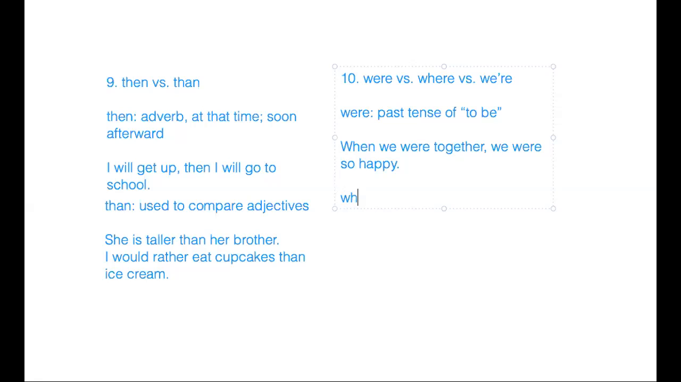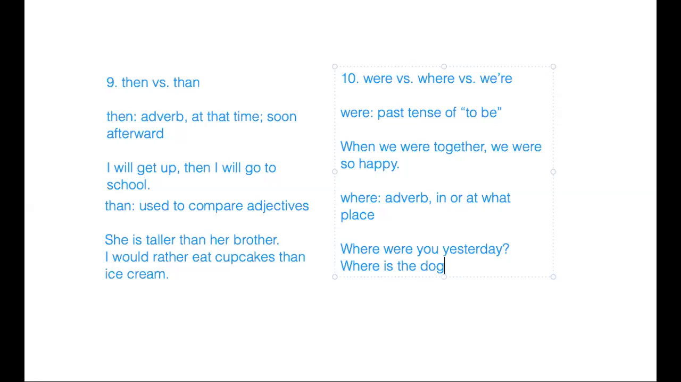However, that is different from where. If we add that H in there, that tells us, well, first of all, it's an adverb, and it's going to tell us in or at what place. We're talking about a location. Like, where were you yesterday? So in this sentence, we have two examples. We've got where and were. Where is the dog? When we put that H in there, you think, now we're talking about a place.